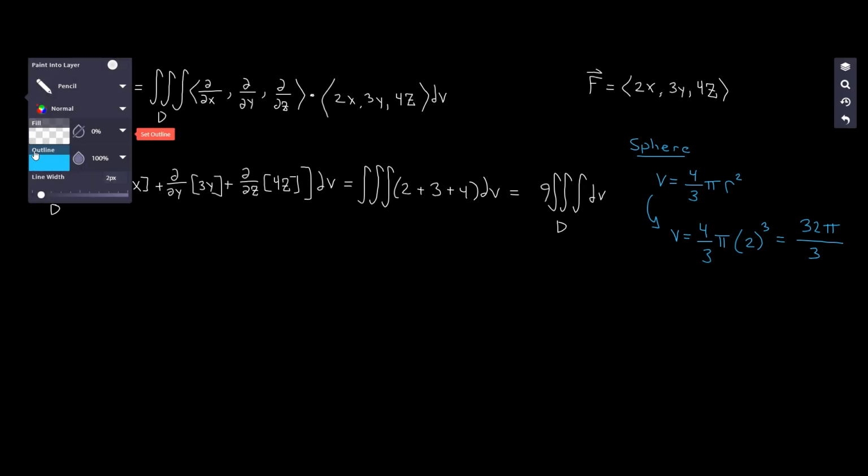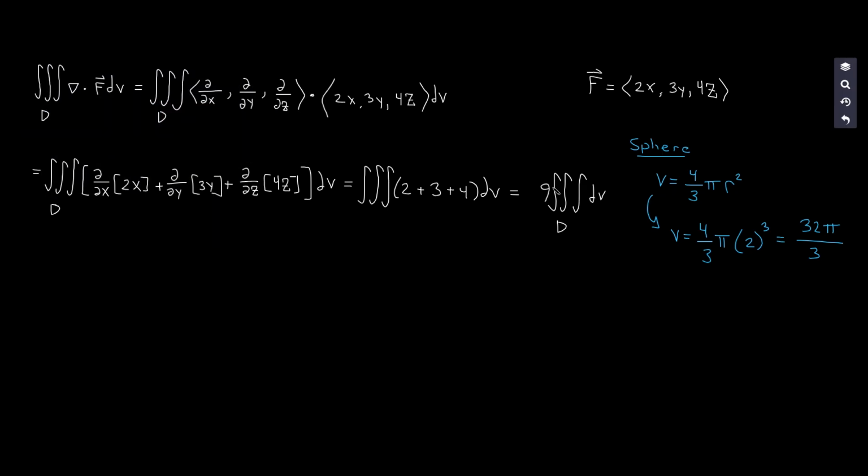So remember that when you have a triple integral, and there's a 1 in this integrand here, that's a volume. This triple integral, and there's a 1 in the integral dV, that's a volume. So really what we're going to have is 9 times 32 pi over 3.